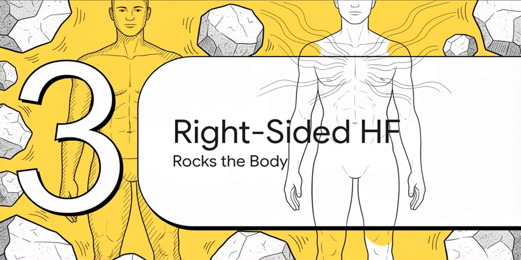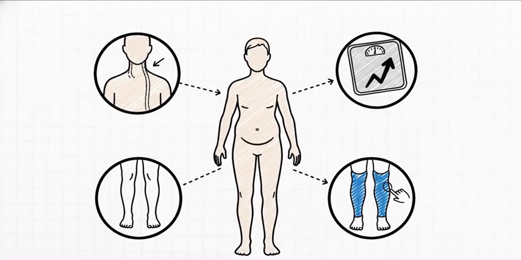Okay, you're doing great. You've got the left side down pat. So now let's switch gears and look at the right side. And what's our mnemonic? That's right, R rocks the rest of the body. So if the right side of the heart is the one that's failing, that fluid backs up systemically into the body. You're going to see things like jugular vein distension or JVD. You'll literally see that big vein in their neck bulging out.